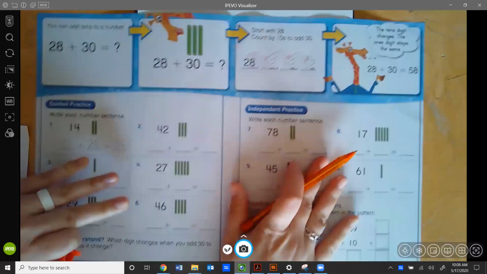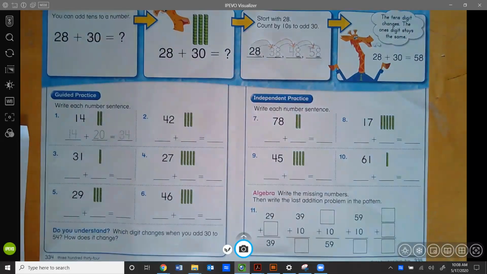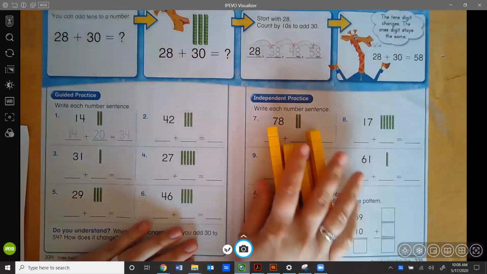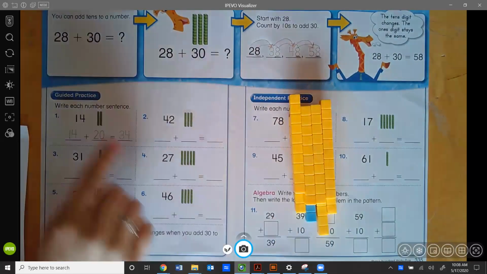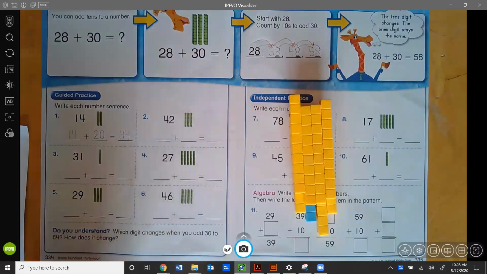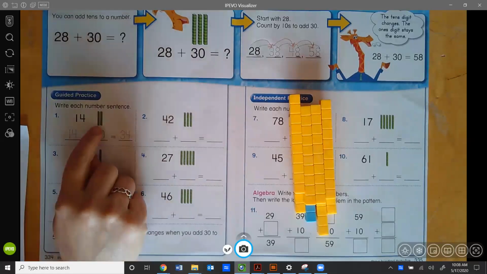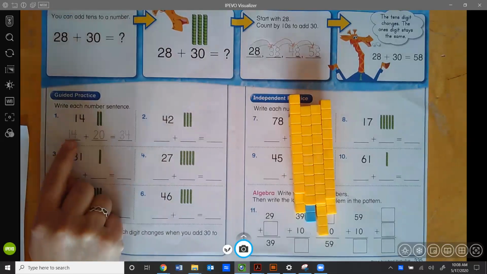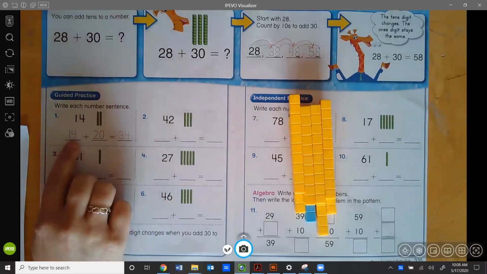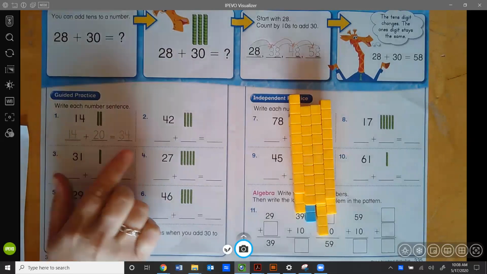All right, let's take a look at some of your work. Now I have some tens cubes here with me, just so we can use some manipulatives. So we'll use these when it comes up. It says write each number sentence. So number one's done for you. It says 14 plus 20. The reason I know it's 20 is because there's two 10s here, 10, 20. You would write the entire thing out as an addition sentence. 14 plus 20 equals 34.